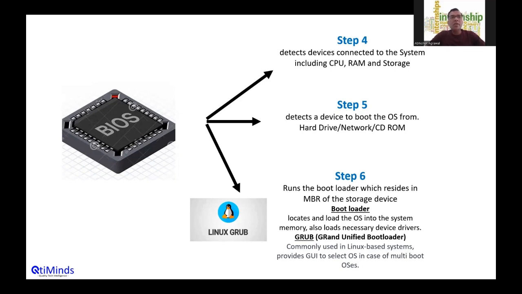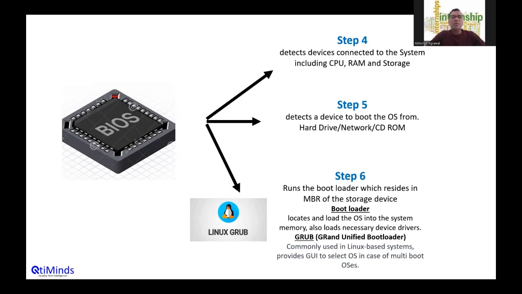Not only does it load the OS into the memory, it also loads some of the necessary device drivers into the memory. So what is a device driver? Any device or peripheral connected to your system, either from outside or internally, needs a device driver to run and manage those devices, right? So some of the necessary device drivers are loaded by the bootloader as well. So that's how things happen in step 6.